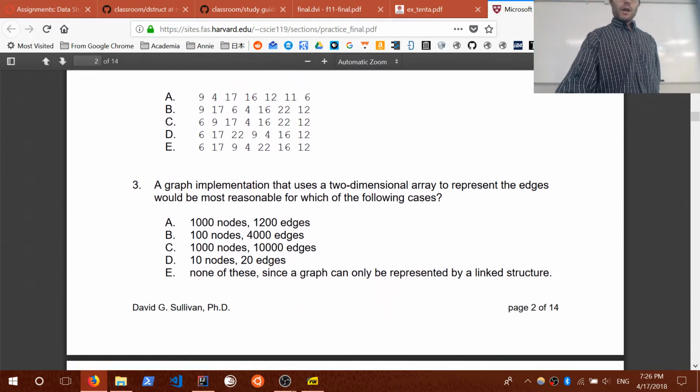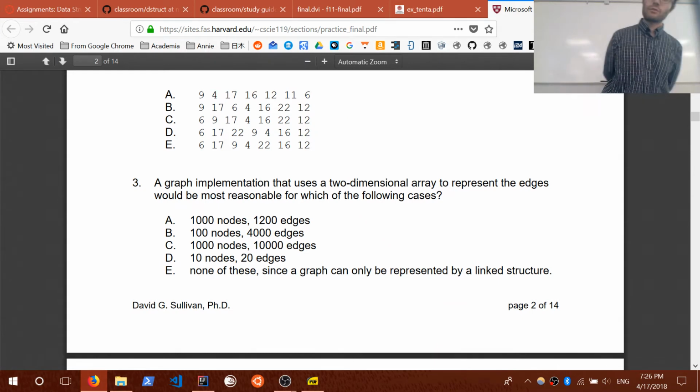Let's look at this. A graph implementation that uses a two-dimensional array to represent the edges would be most reasonable for which of the following cases? So again, something we went over today. The options are: 1,000 nodes and 1,200 edges; 100 nodes and 4,000 edges; 1,000 nodes and 10,000 edges; and 10 nodes and 20 edges.